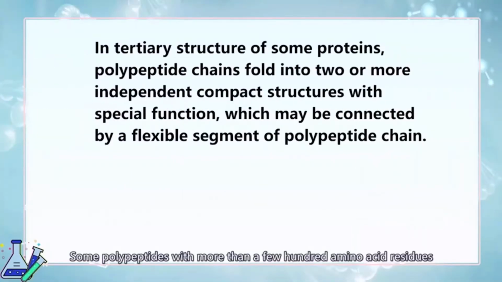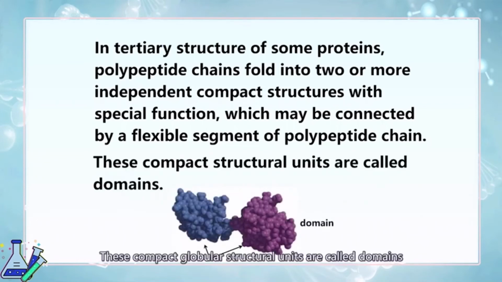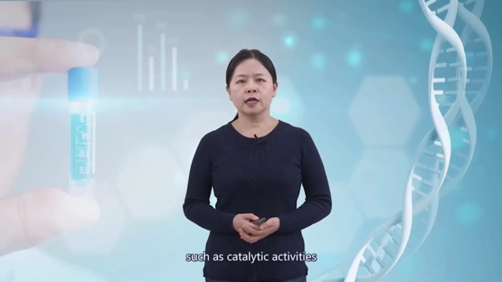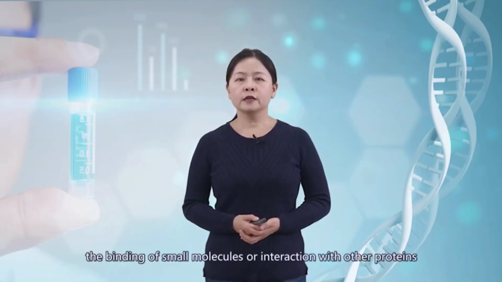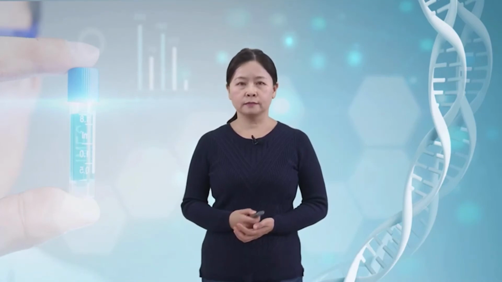Some polypeptides with more than a few hundred amino acid residues often fall into 2 or more independent compact structures that may be connected by a flexible segment of polypeptide chain. These compact globular structure units are called domains. Different domains often have distinct functions, such as catalytic activities, the binding of small molecules, or interactions with other proteins.